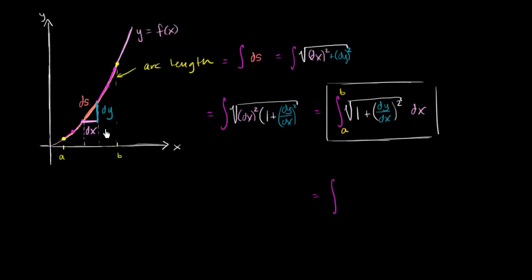If you wanted to write it in a slightly different notation, you could write this as equal to the integral from a to b, x equals a to x equals b, of the square root of 1 plus, instead of dy dx, I could write it as f prime of x squared dx. So if you know the function, if you know what f of x is, take the derivative of it with respect to x, square it, add it to 1, take the square root, and then take the definite integral of that with respect to x from a to b. And we'll do that in the next video.